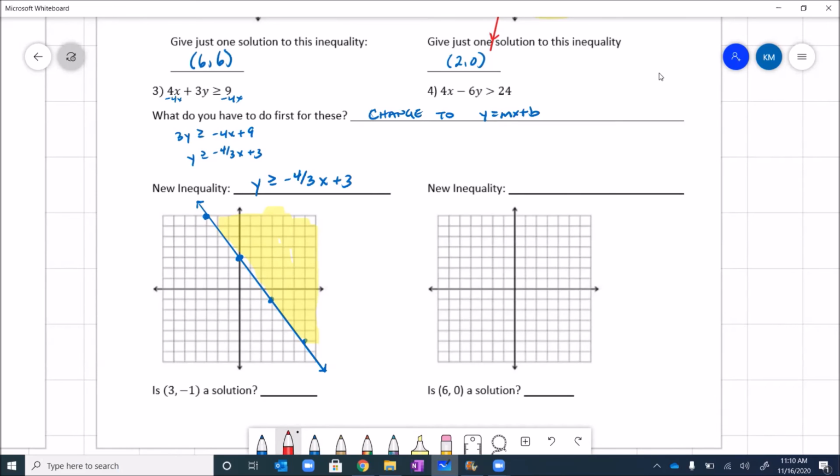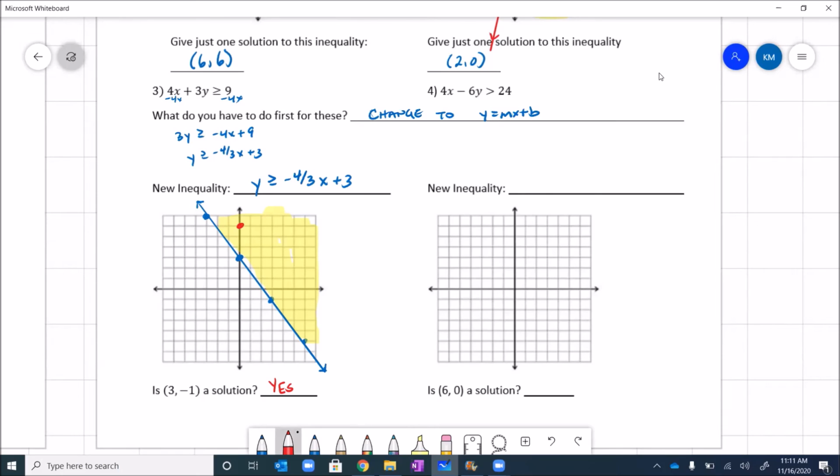And so choosing a solution here, I'm going to say 3, -1. 1, 2, 3, -1. Yes, it is. It's on the line, but it's a solid line, so it works.